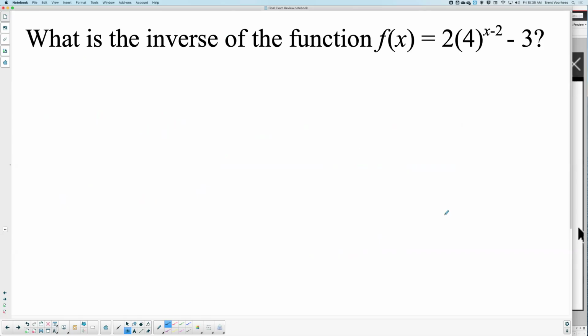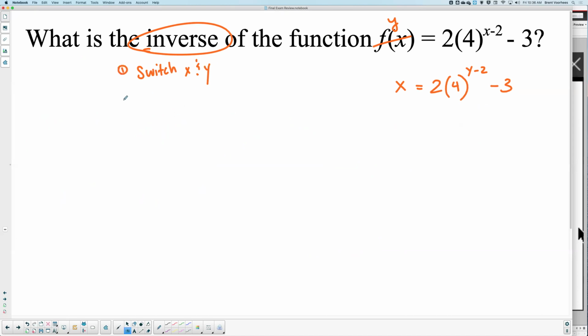How do we find an inverse? Switch x and y. So what represents y in this problem? F of x. So if this is a y, the first step, you would switch x and y. Now after you switch x and y, to solve for an inverse, you solve for your y. We need to now solve for this y. What would you do first? We add 3 on both sides.